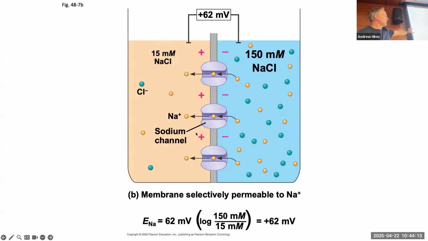And then what about for sodium? Okay, with sodium, if we have 150 millimolar on the outside and 15 millimolar on the inside of the cell, and only sodium channels open here, then we divide the outside by the inside. 150 divided by 15 is 10. What power do we need to raise 10 to get 10? The first power. So log of 10 is 1. 1 times 62 millivolts is 62 millivolts. Okay, that's the Nernst equation.